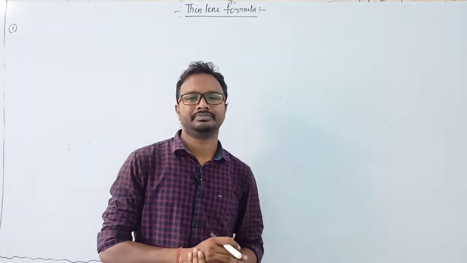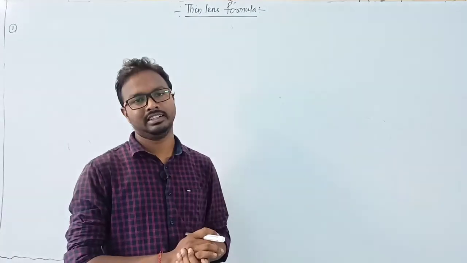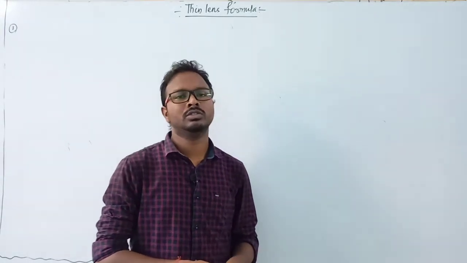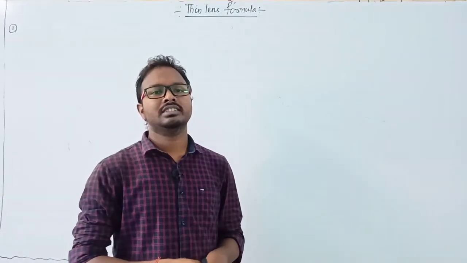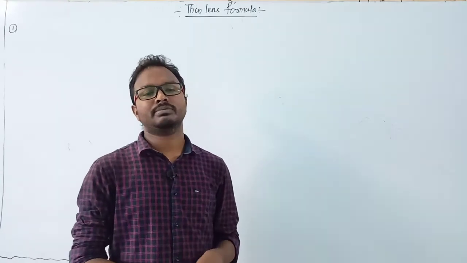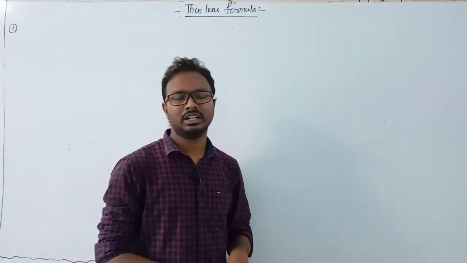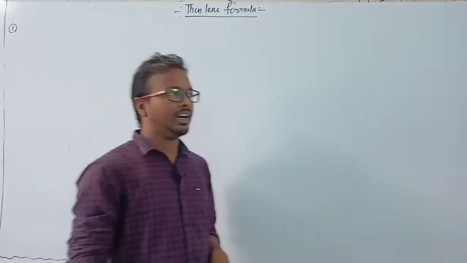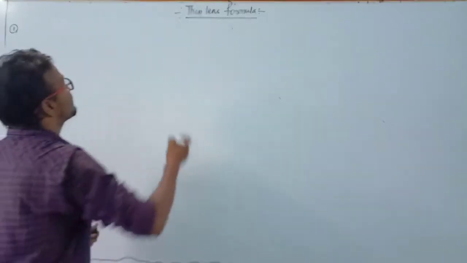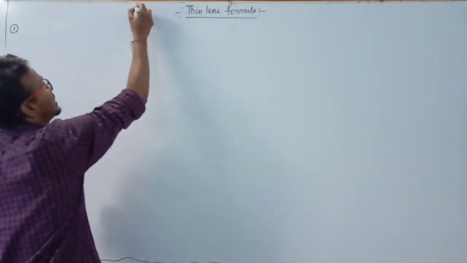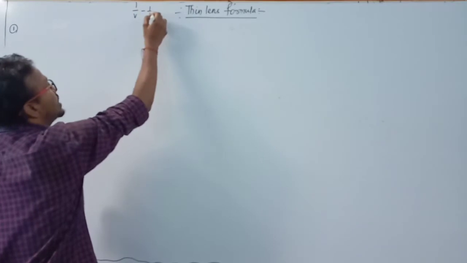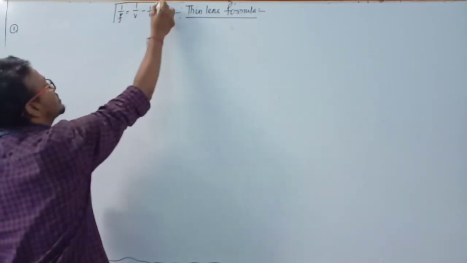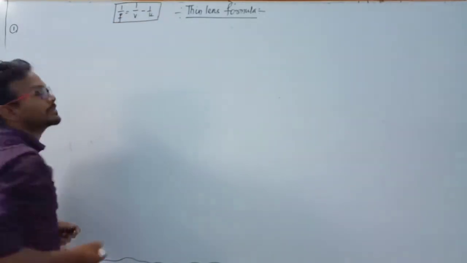Last class we discussed the lens maker formula, and that formula is 1 by v minus 1 by u equal to the relative refractive index of the second medium with respect to the first medium minus 1, into 1 by r1 minus 1 by r2. Clear? And here 1 by v minus 1 by u is known as 1 by f. Clear? And this formula is known as the thin lens formula.